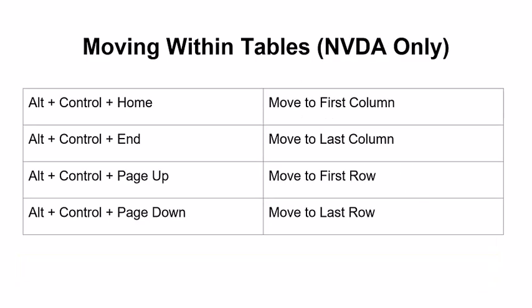These commands apply only to NVDA. Alt Control Home moves to the first column, Alt-Control-End moves to the last column. Alt-Control page up moves to the first row, and Alt-Control page down moves to the last row.